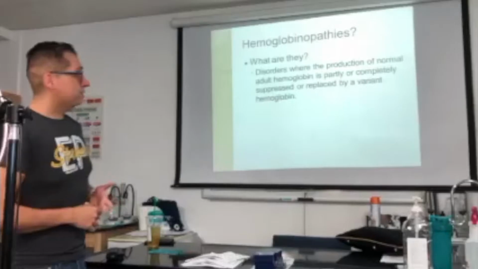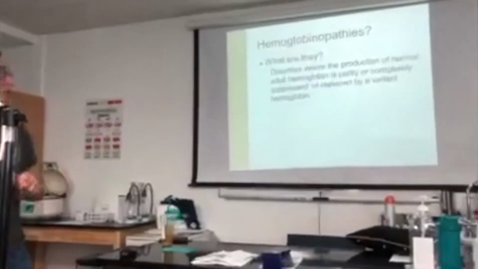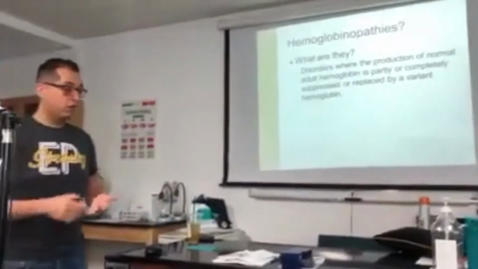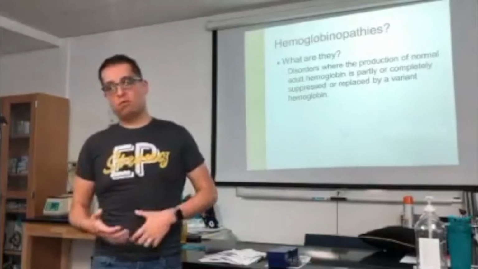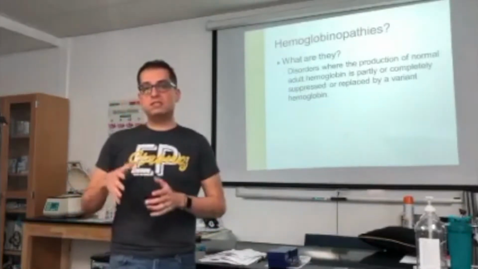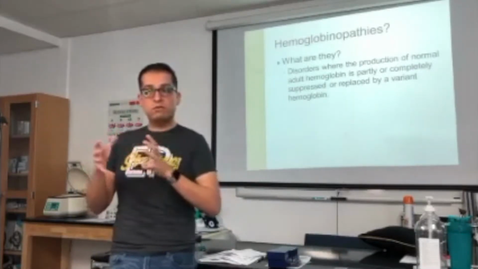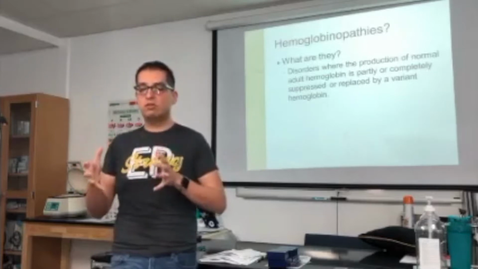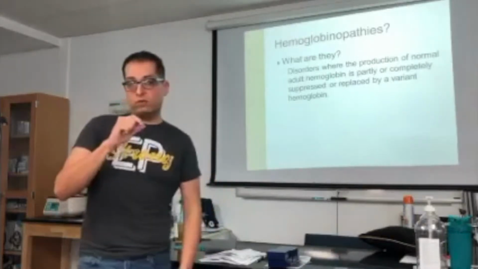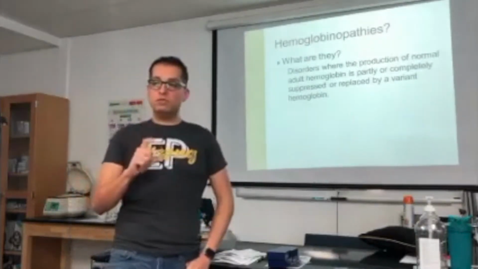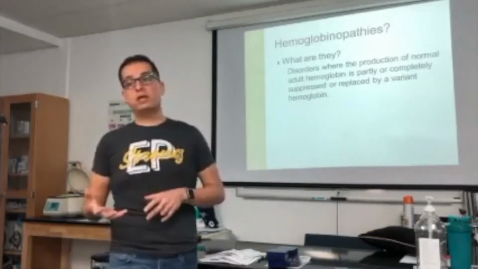What they are is basically disorders where the production of normal adult hemoglobin is partly or completely suppressed or replaced by a variant hemoglobin. So what we're talking about in this case is that the structure of hemoglobin is abnormal. We know how the globin chains are formed and create a hemoglobin. We have four different globin chains that make up a hemoglobin unit. So something is wrong within each one of those globin chains. For example, one of the amino acids in that globin chain is abnormal. That throws off the structure of the hemoglobin, and we create a new abnormal kind of hemoglobin.